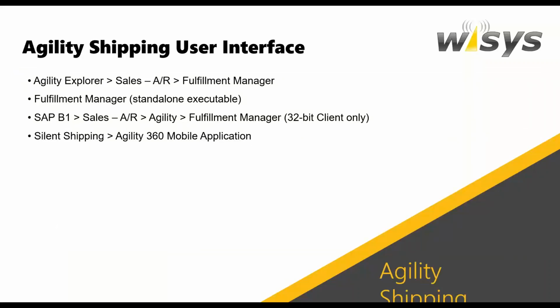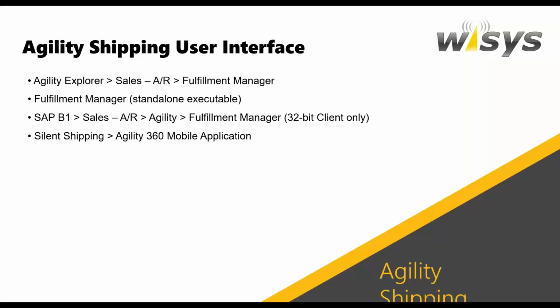The Agility Shipping user interface can be accessed from multiple places, and I'll show you those. First and foremost, from within our Agility Explorer. It's in the Sales and AR menu. It's called the Fulfillment Manager. You can also access it using the Fulfillment Manager standalone executable, which a lot of customers will just put at a shipping station, and then they don't have to worry about going through everything else that is in Agility Explorer.